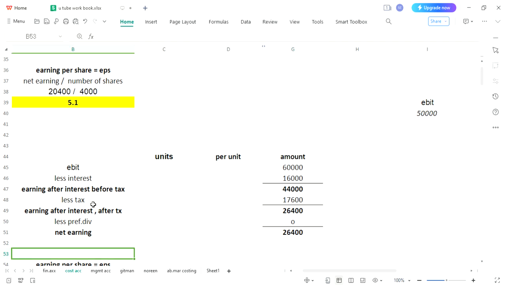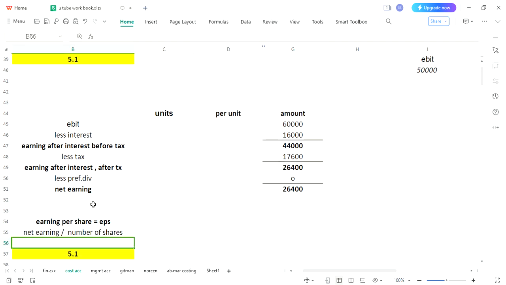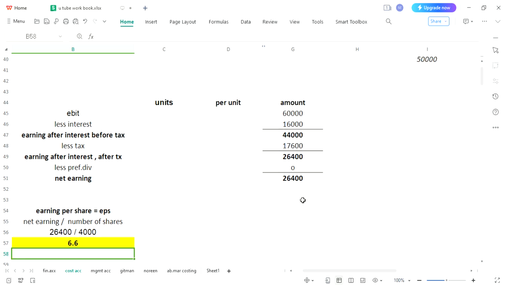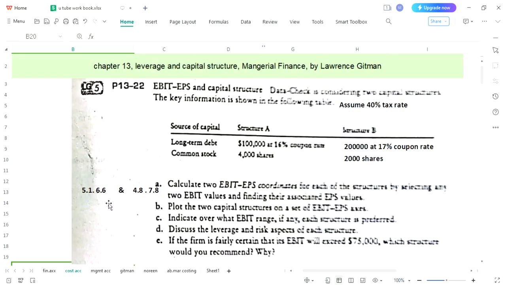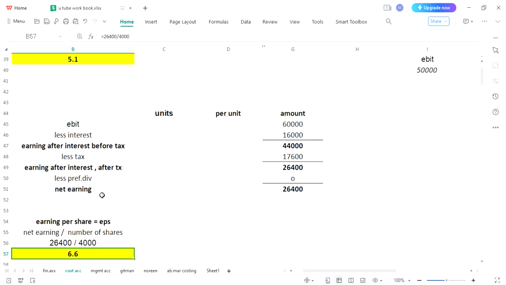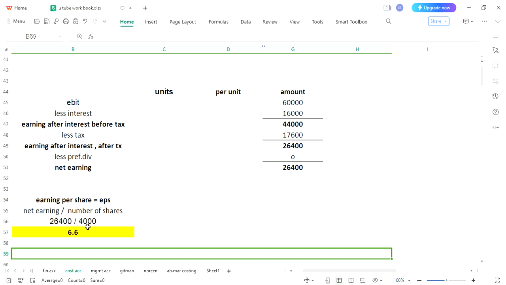At this stage we will calculate our earning per share. The earning we have calculated is 26,400 and we need to divide it by the number of shares. 4,000 was the number of shares in the first stage. Okay, and let's put it on our calculator. 26,400 divided by 4,000. So we have got our second EPS, earning per share 6.6, and it has been matched. So it has already been marked.